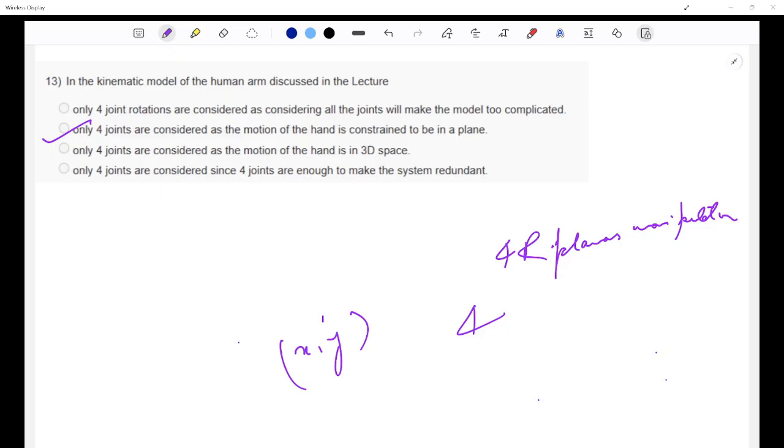So option A that we have is only 4 joint rotations are considered, as considering all the joints will make the model too complicated. This may be practically true, but it is not the actual reason used in the lecture. The lecture explicitly states the planar motion constraint.